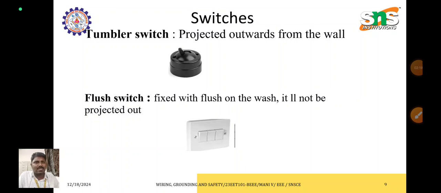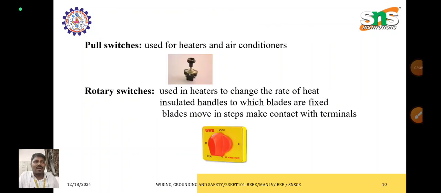One is the tumbler switch. This is projected outwards from the wall, and these kinds of switches were used in the olden days. The next one is the flush switch. It is fixed flush on the wall and will not be projected out, so nowadays we are using it in our residential applications. The next one is the pull switch, which is used for the heater as well as the air conditioner.